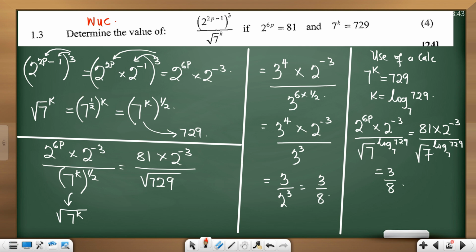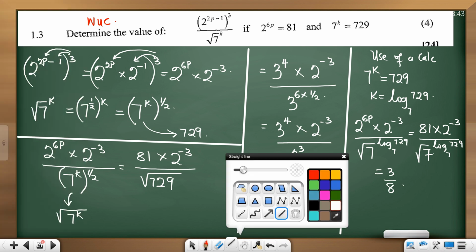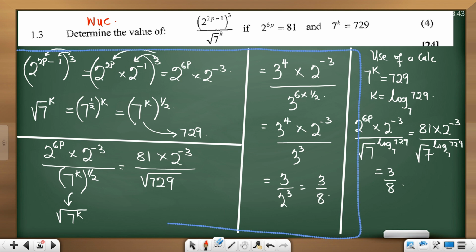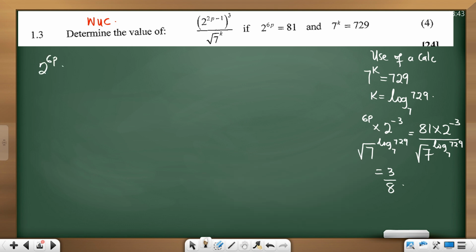Yeah, I have a question. Could you please do it for me? I feel like I pressed something wrong because I didn't get 3 over 8. What did you get? It gave me an error. I don't know. Okay, let's check. So, you said that 2 to the power 6p equals 81. So what is 6p? Log base 2 of 81, right? All right. You want to put this in a calculator for me? Let's get a value for p.